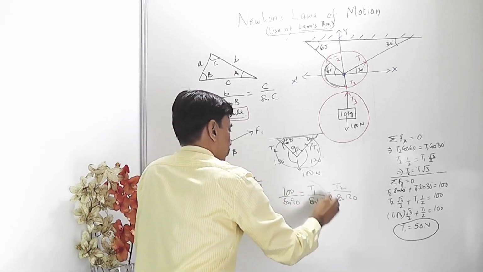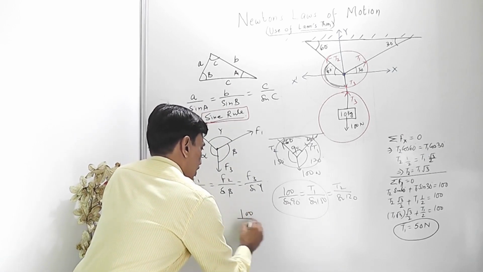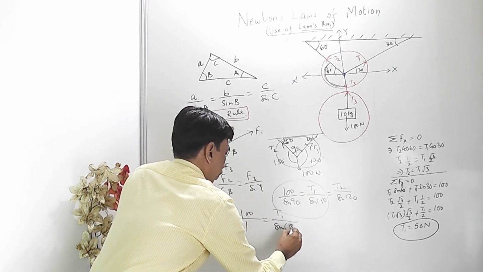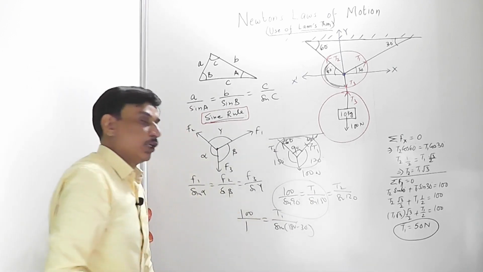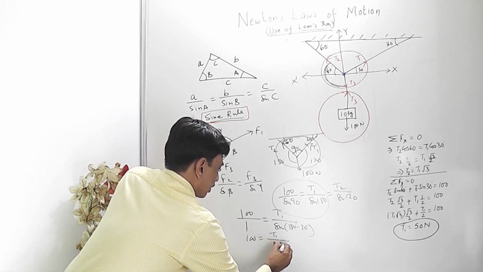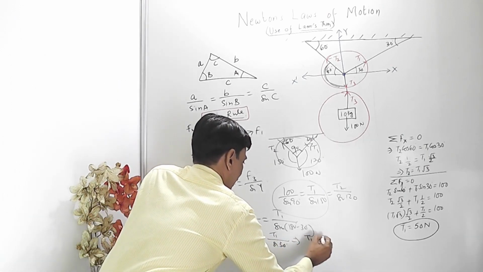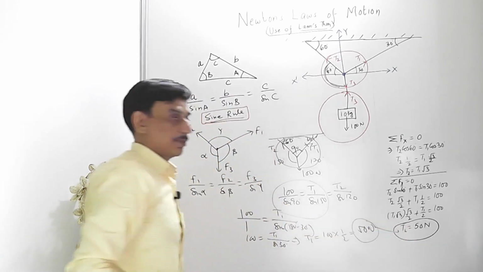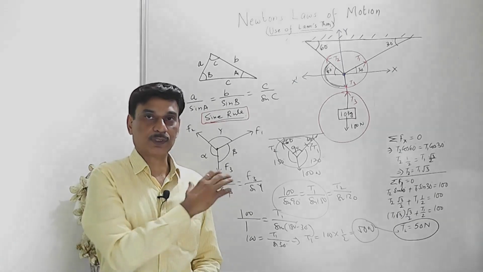Let's just try to find the value of T1 and see that this matches. So 100 by sine 90 is 1, and T1 by sine 150, which can be written as sine of 180 minus 30 degree. And you know sine of 180 minus 30 degree is going to be sine 30 degree. So 100 is equal to T1 by sine 30 degree. Sine 30 degree is half. So T1 is equal to 100 into 1 by 2, which is 50 Newton. Our answer matches. So this way you can use Lami's theorem to solve questions like this.